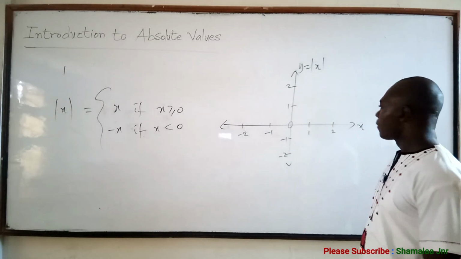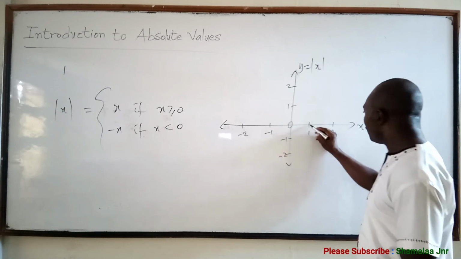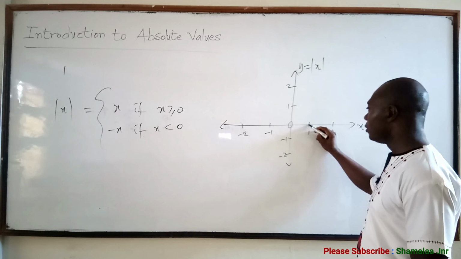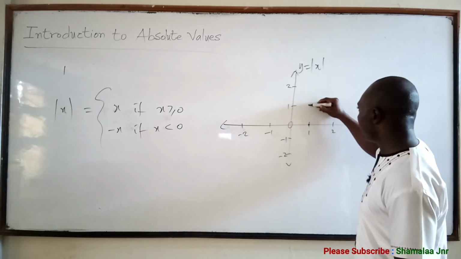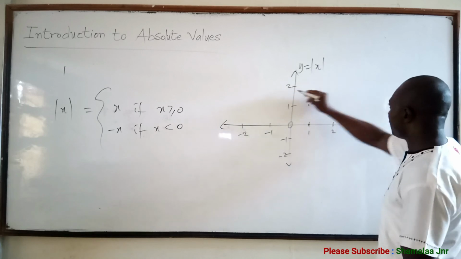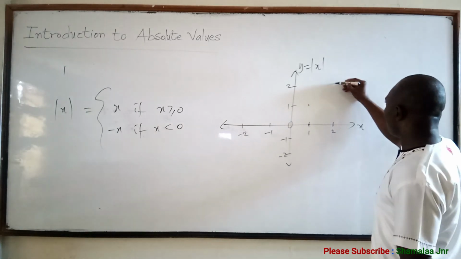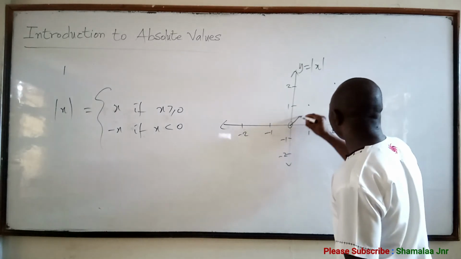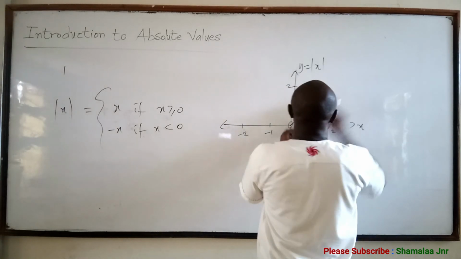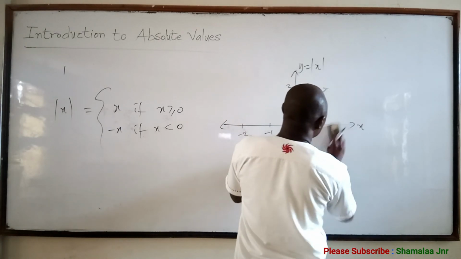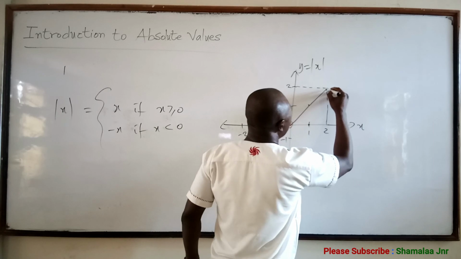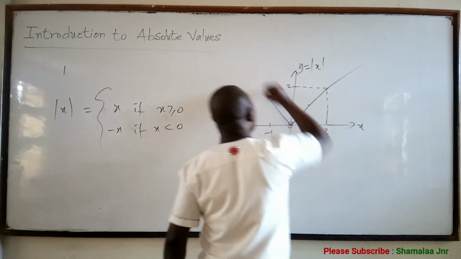Now let's look on the board. If you have 1, you want the absolute value of 1. Do you see it? Which is the x value. Then the absolute value of 1 is 1. Here. Are you seeing it? The absolute value of 2, which is on the x, is equal to 2. Are you seeing it? So the graph of this one will be like this. Let me draw it well. And then this one will also be like this.